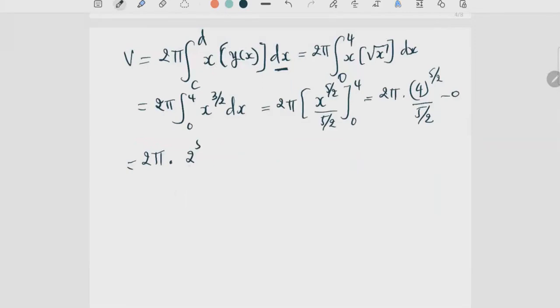Which is equal to 2 pi multiplied by 2 to the 5, divided by 5 over 2, which is the same as multiplying by 2 over 5, which is equal to 2 to the 7 over 5 pi. And obviously you can evaluate this further. So any questions at this point?